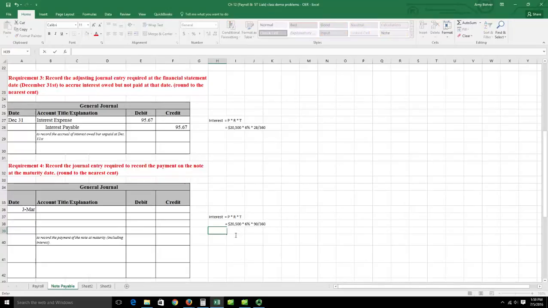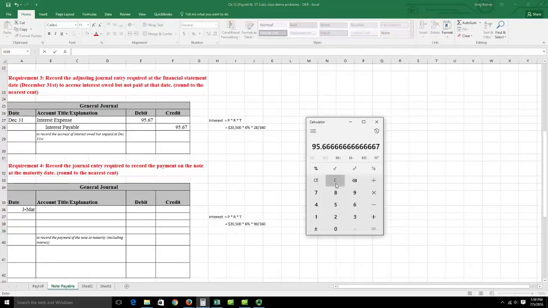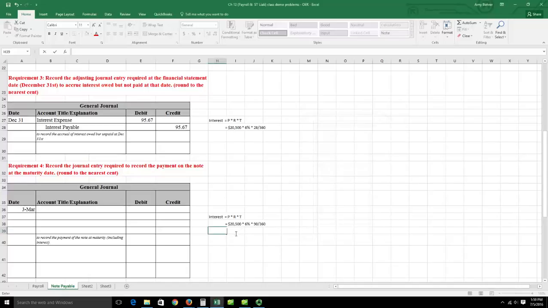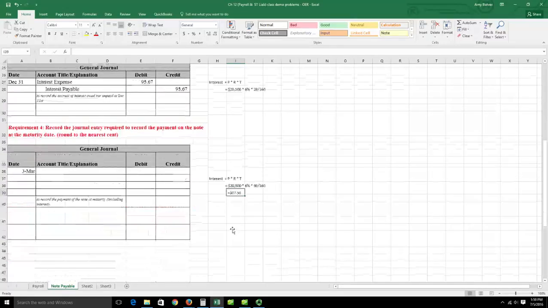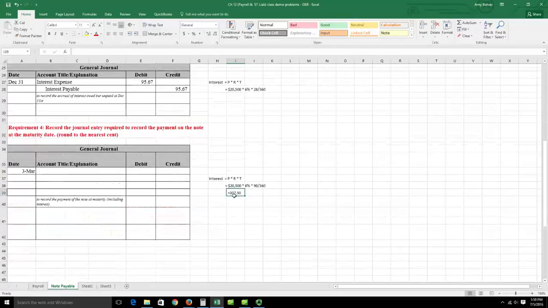the correct amount. And so if we do that in our calculator, 90 divided by 360, because we're calculating the interest for the whole 90-day note period now, times 6% times 20,500, I get $307.50. Okay, that's the amount that I'm going to owe them plus the principal amount of 20,500. So I know I'm going to write my check for the $307.50 plus the 20,500.